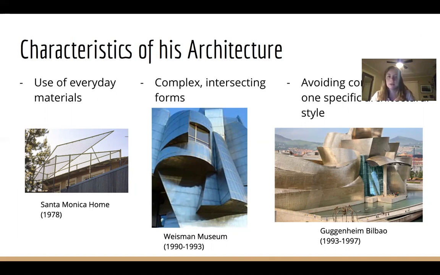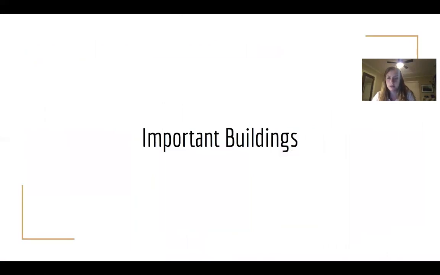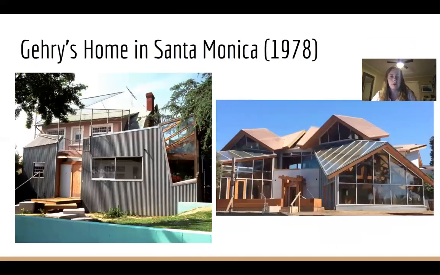So then moving into important buildings, first I want to talk about his own home in Santa Monica, which was constructed in 1978, because it's a very early significant example of how his architecture diverged from the minimalistic modern forms that he worked with when he was under both of those firms. He really took on these increasingly angular forms and also this use of ordinary building materials that we see.